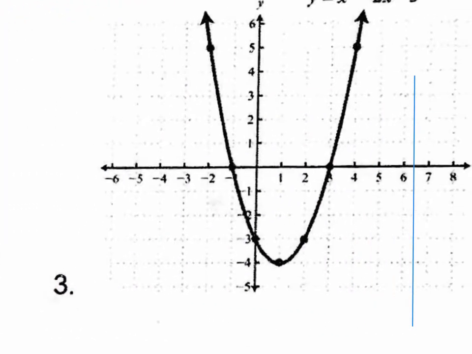Graph. Let's use a vertical line test. Is this a function or just a relation? It's a function, right? Tell me when to stop. Right there. How many times does it touch the blue line? Once. As you can see, this does pass the vertical line test, so it is a function.